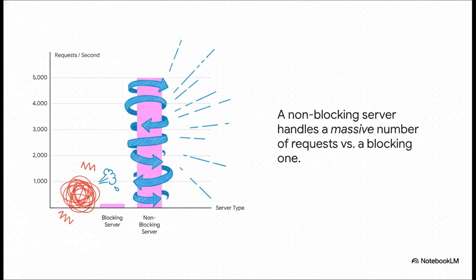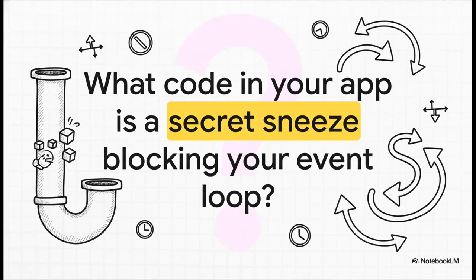And the performance difference is, well, it's not even a contest. A non-blocking server that plays nicely with the event loop can handle a huge volume of requests. But a blocking server with even just one of those sneeze endpoints will see its performance just fall off a cliff. So I'll leave you with this question to think about.